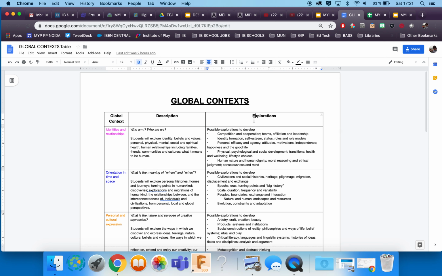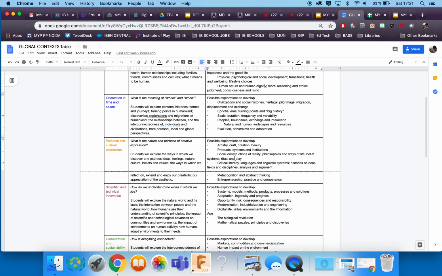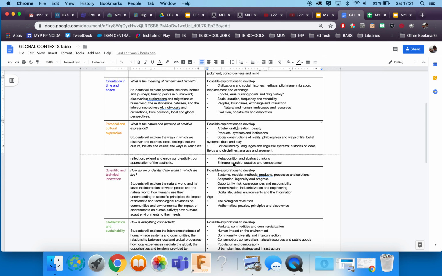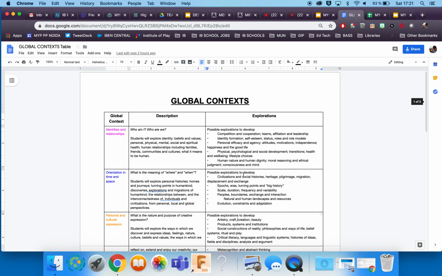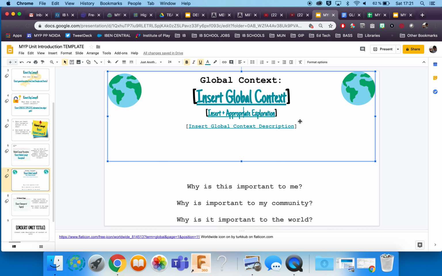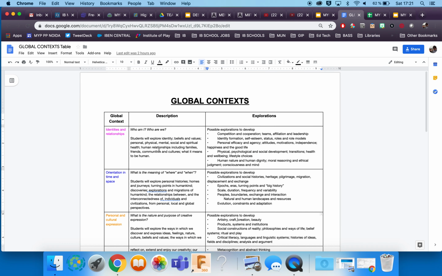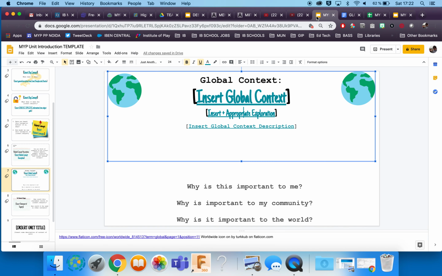So this is what I mean by explorations. Some of them are long and have kind of multiple parts. So you might not be looking at human nature and human dignity. You might just be looking at ethical judgment. Or down here, you might really be looking at craft, but not really focusing so much on artistry and beauty. So you can kind of pick apart the explorations as well. And then when I say the description, what I mean is this part here. Now maybe you could just even have the kind of more abstract, who am I, who are we, or you could put in the full description.